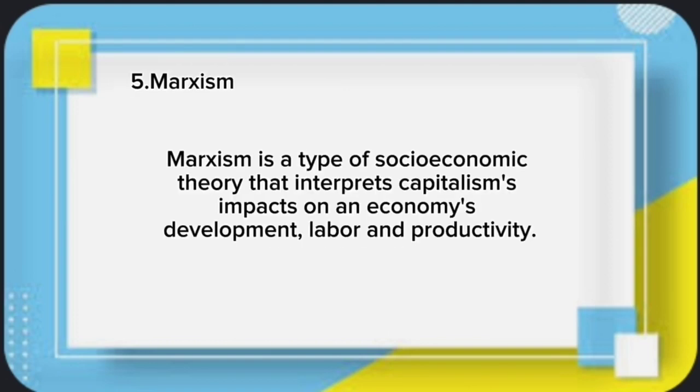Number five, Marxism. Marxism is a type of socioeconomic theory that interprets capitalism's impact on an economy's development, labor, and productivity. This theory emphasizes the capitalist class, the bourgeoisie or the ruling class, and the proletariat or the working class. In Marxism, the bourgeoisie control the means of production and the proletariat own the labor that produces economic goods with value.